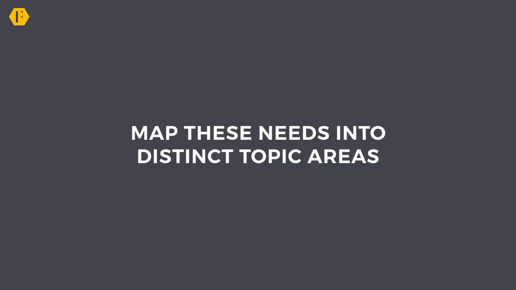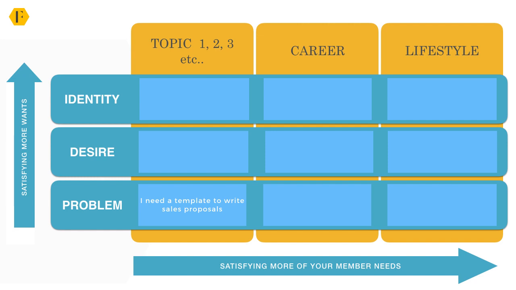One of the best things you can do is take these needs and map them into distinct topic areas. It will look a little bit like this. Most communities, especially in the customer support space, just tackle that bottom left box here, which is members have a problem and they need a solution now. Once they get that solution, they leave and don't need to come back unless they have more needs to solve. So yes, members may need a template to write a sales proposal, but they also have career goals. They also have other needs within that topic, as we've just seen.